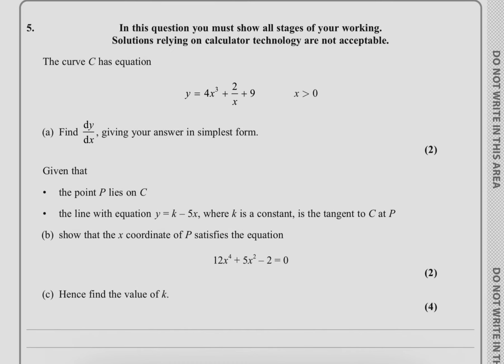Okay, so question number 5 deals with differentiation. You're given a curve's equation, and the first part says find dy by dx. So what is differentiation? When you have x to the power n, it differentiates to become nx to the power n minus 1. And if x has a coefficient, you just multiply the power by the coefficient.